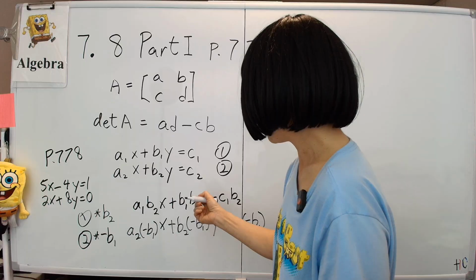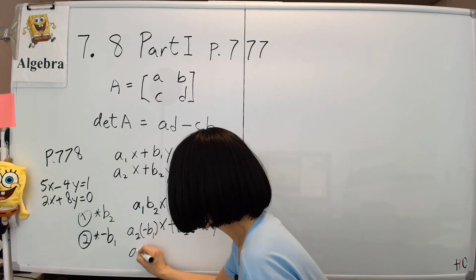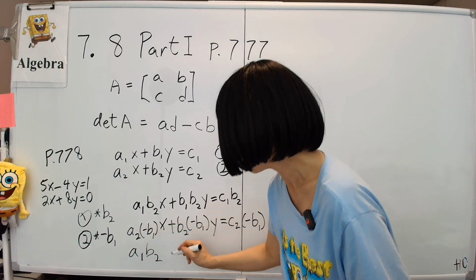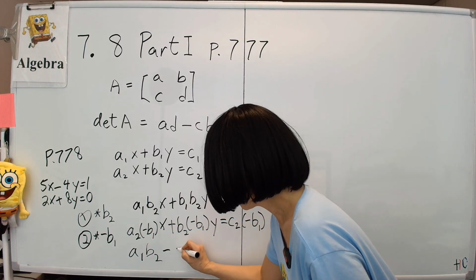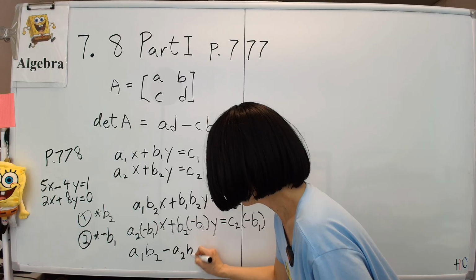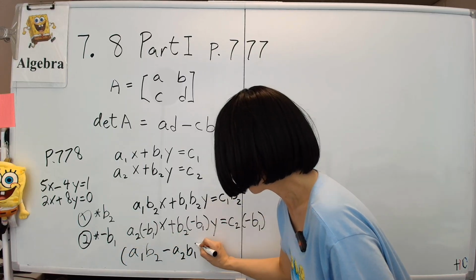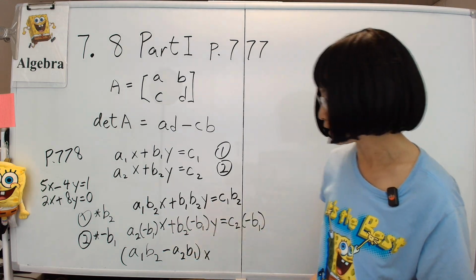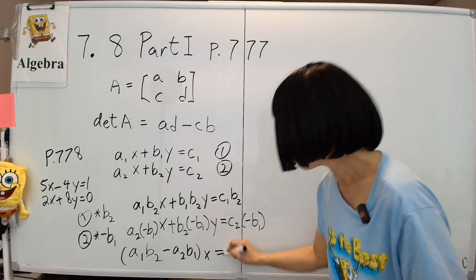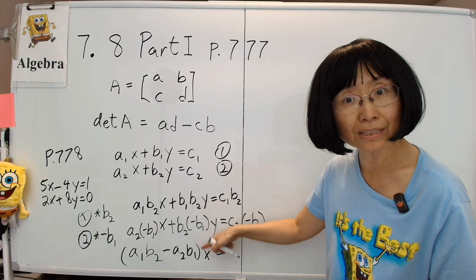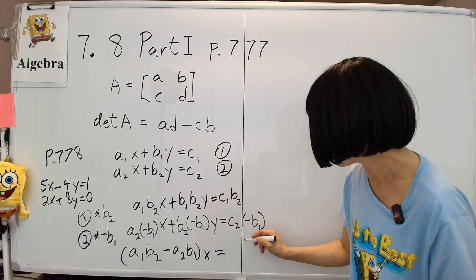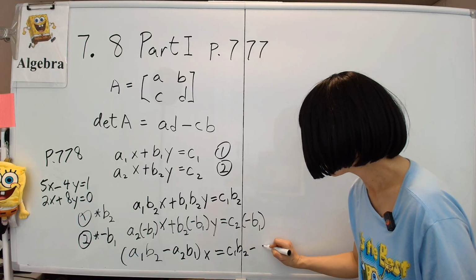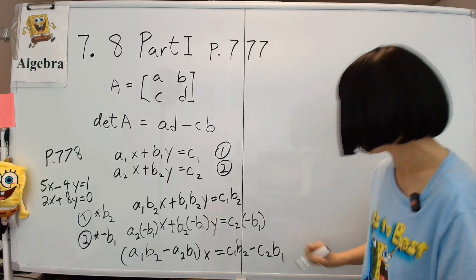So what we have left is the A1 B2, and this one becomes a minus A2 B1. So this is minus A2 B1. And both of these will be multiplied by x, so I'll write the x outside. It corresponds to being multiplied to each one. And then all the y's have killed each other. So what we have left on this side is C1 B2 minus C2 B1. All right.